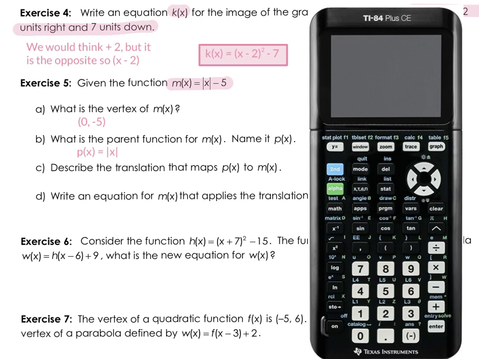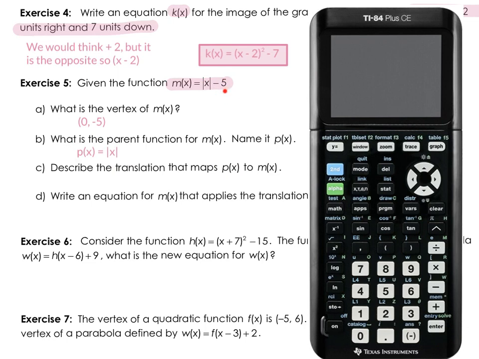The next one says, describe the translation that maps p of x to m of x. So in other words, how did I get from the original, the p of x parent function, to m of x, my new function, the absolute value of x minus 5? We already talked about this. I told you since there's no change inside with the absolute value bars, the x did not change. So the minus 5 on the outside shows us that it goes down 5.